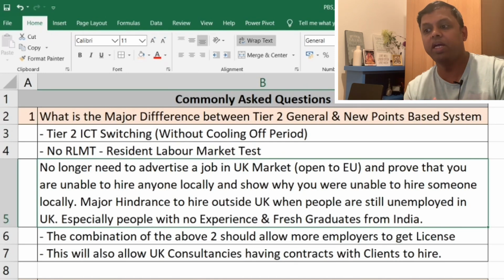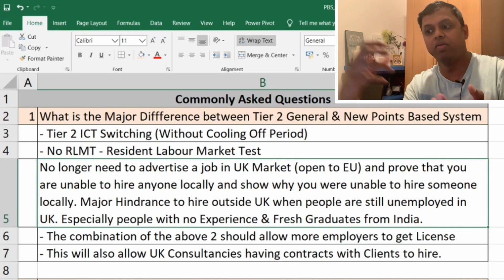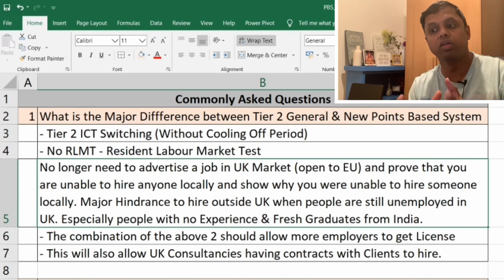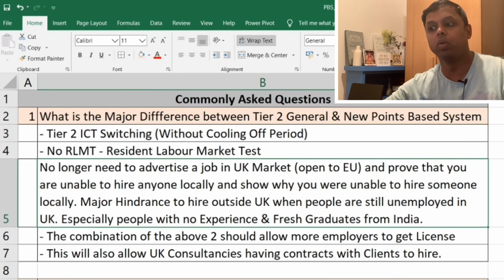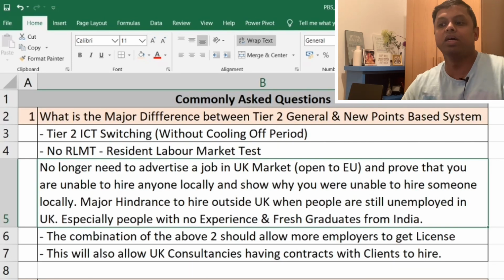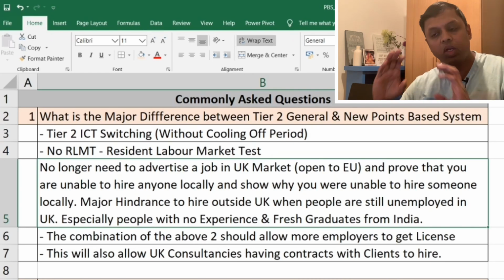So this was a major hindrance for people, where they were not able to bring fresh talent from outside of the UK because of this resident labor market test. And this has been removed. This requirement has been removed in the new points-based system, which is a major thing, because now they can bring in people with no experience. Because how do you bring people with no experience or fresh graduates and then prove that you were not able to get anyone for the job within the UK, because you could have trained anyone in the UK? So now that has been removed, you can practically bring anyone that you actually want to bring.